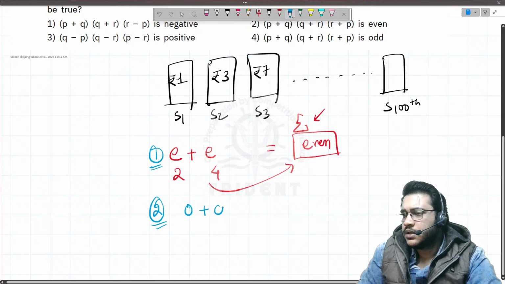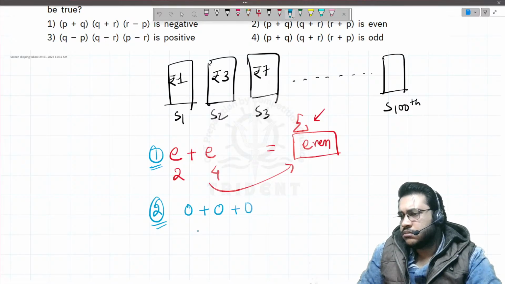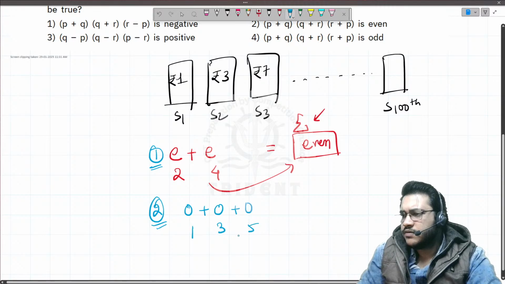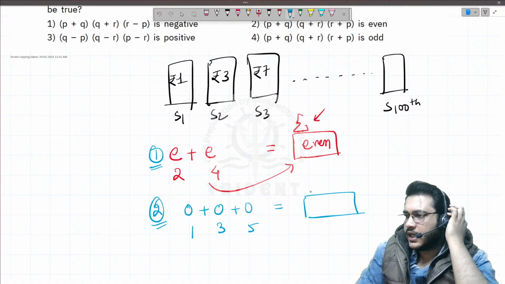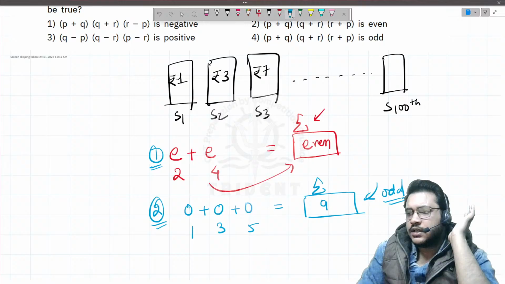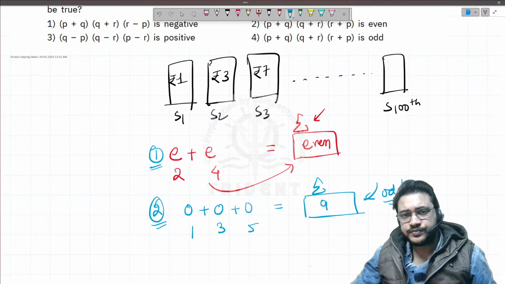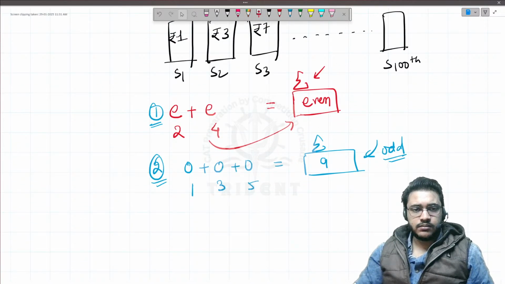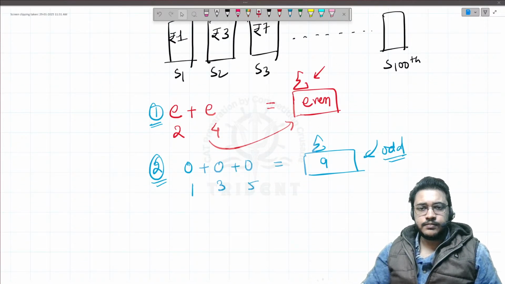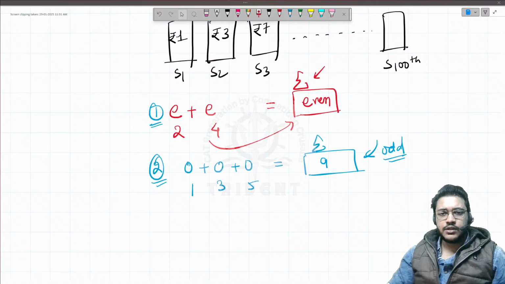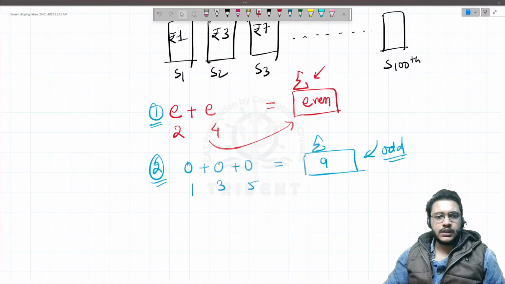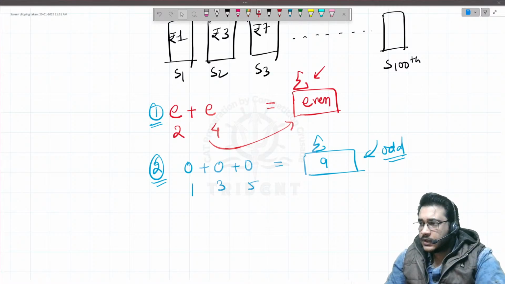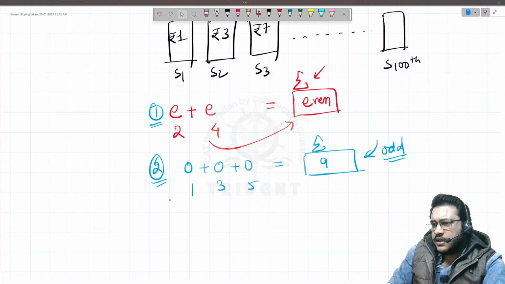Suppose I have odd plus odd plus odd. Let's do it with 1, 3, and 5, very simple numbers. So this is 5, 3 is 8, and 9. The summation over here is 9. Now this is an odd number. So can we predict at this point that when we add a string of odd numbers, the result is always going to be odd? Is there some sort of claim that we can make through that? Let's see another case.